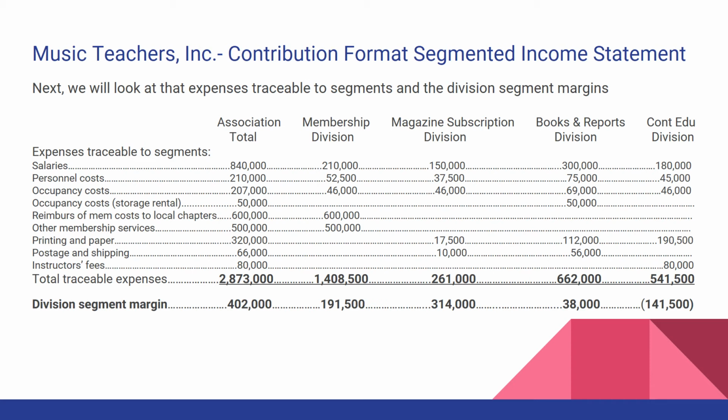Then we're going to move on to that storage rental that the data tells us is used for storage purposes for the books and reports division. That was 50,000, so that one's pretty straightforward. Then we have reimbursement of membership costs to local chapters, 600,000. That's going to go to the membership division. Other membership services, 500,000. Obviously, we'll apply that to membership division as well.